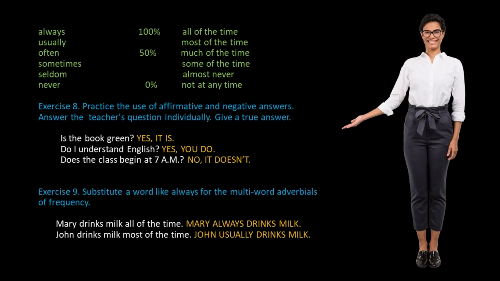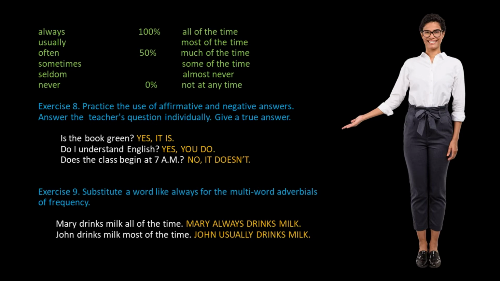Please remember that always refers to 100% of the time, or all of the time. Usually refers to most of the time. Often refers to 50% of the time, or much of the time. Sometimes refers to some of the time. Seldom refers to almost never. Never refers to not at any time.